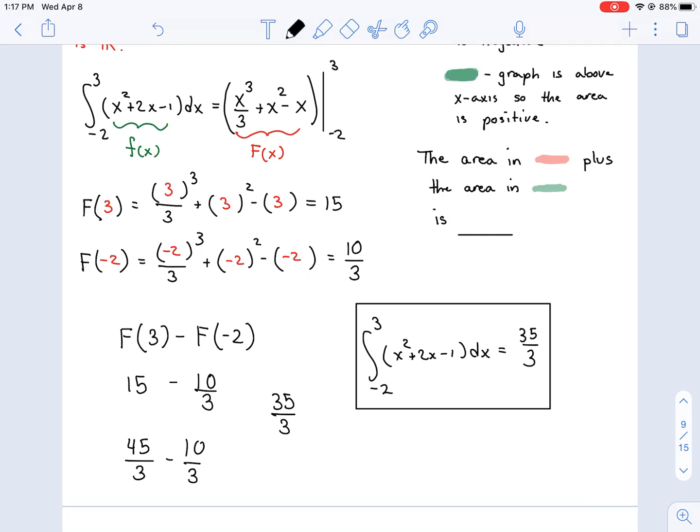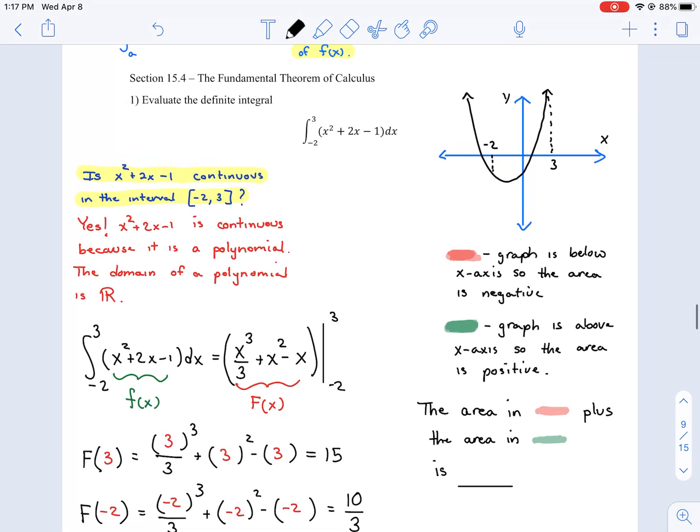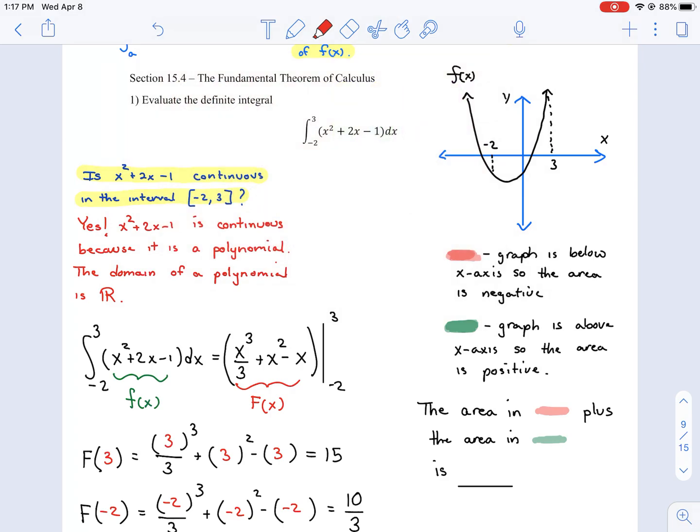But what does this value represent? Well, what I've done over here to the right is I provided a graph of f of x. And what I'm going to do is I'm going to shade this portion red.